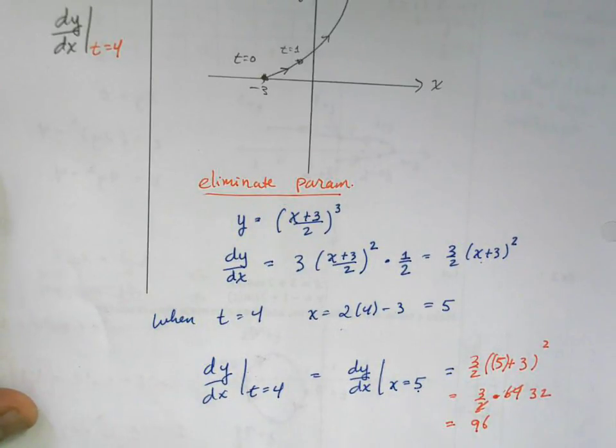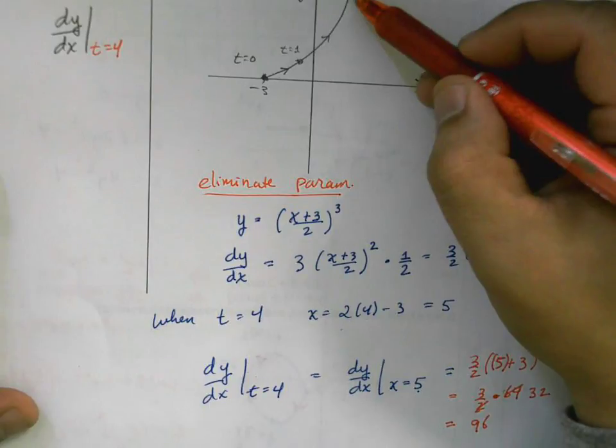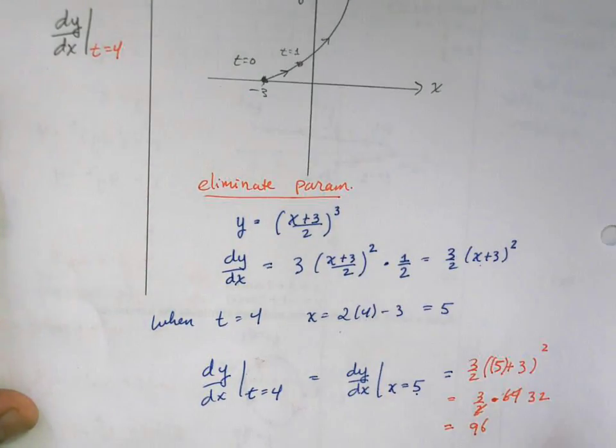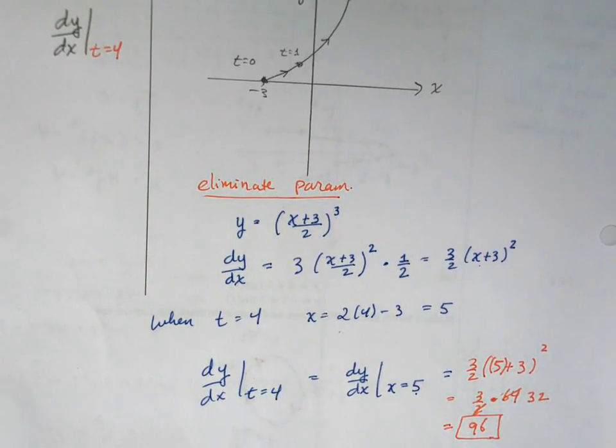Okay. So in other words, when t is equal to 4, this curve is extremely steep. It has a slope of 96 units. So there it is, an example for us to find the derivative of a function in terms of x and y when we start out knowing only t. Now this process is a little bit tedious, so we are going to have to find a better solution in the next video.